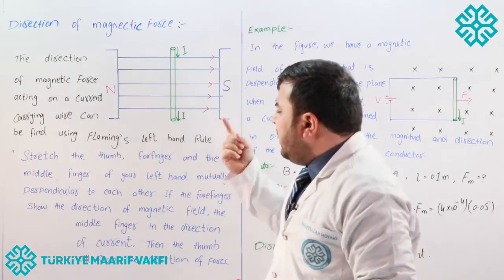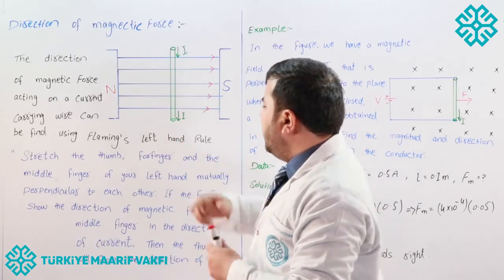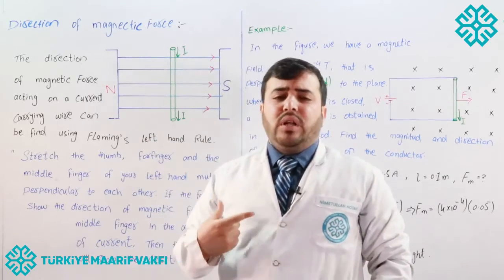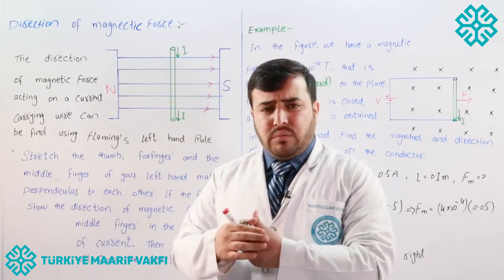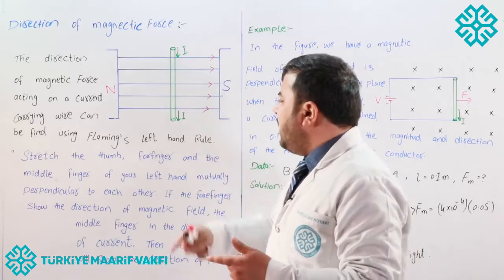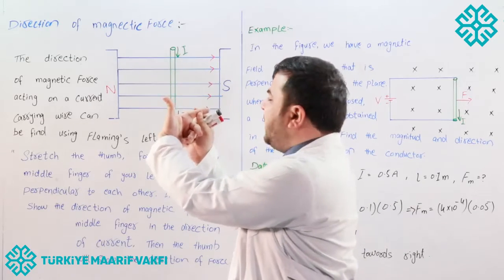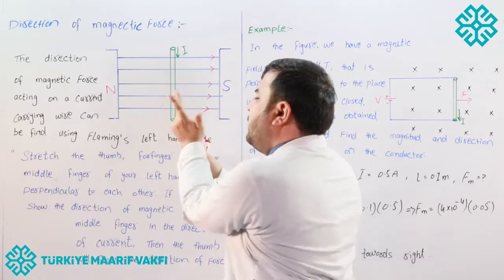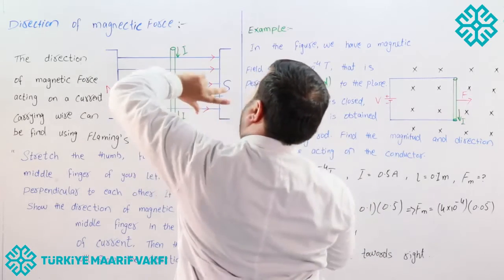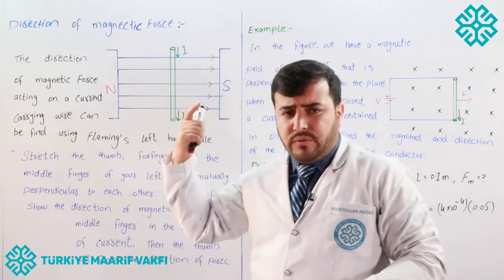Now if we reverse the direction of the current, so that it moves upward instead of downward, then the direction of the magnetic force will also be reversed. Again, look here: the forefinger is in the direction of the magnetic field lines, and the middle finger in the direction of the current. So it will be like this. Then the force will be inward.